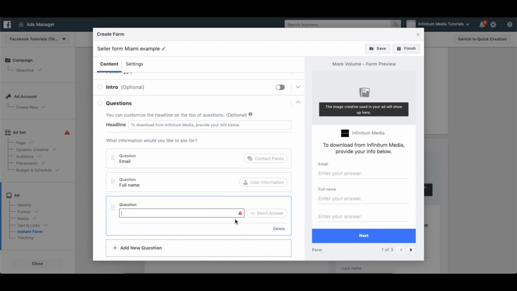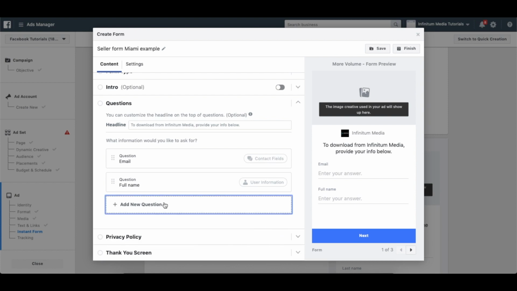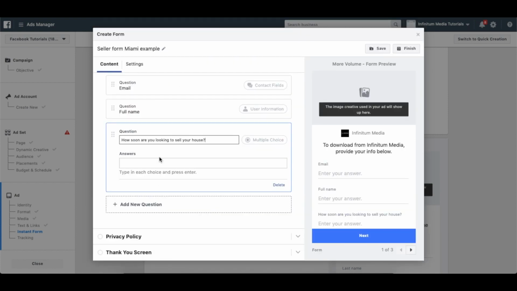Okay, and the reason why I want to, let me delete this and let me add this with multiple choices. So the reason why I want to ask this is because I want to segment my leads based on their motivation. Okay, how soon are they looking? Because someone who's looking to sell within 6+ months or 3 to 6 months is not as motivated as someone who self-identifies saying that we are looking to sell within 0 to 3 months. So that's a hot lead. That's where we want to spend most of our time getting in contact with these people.